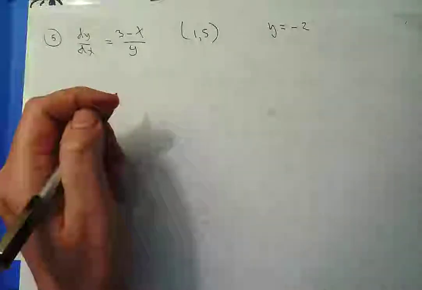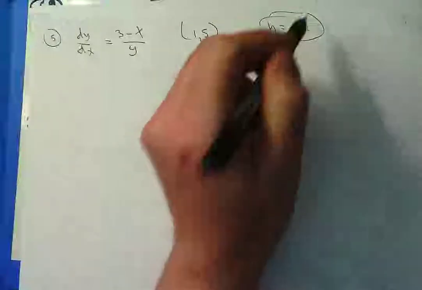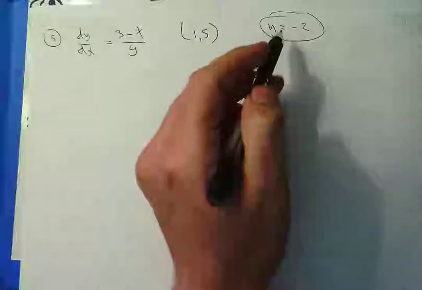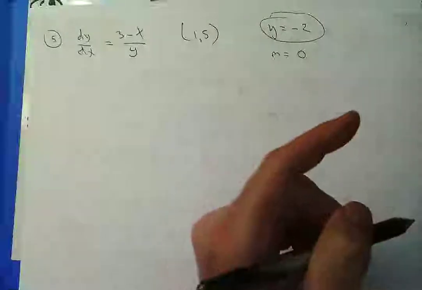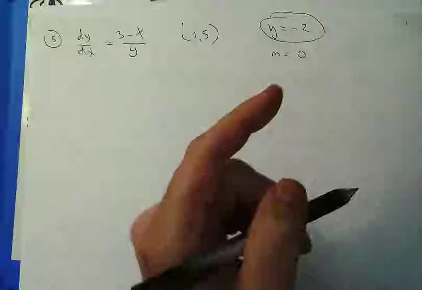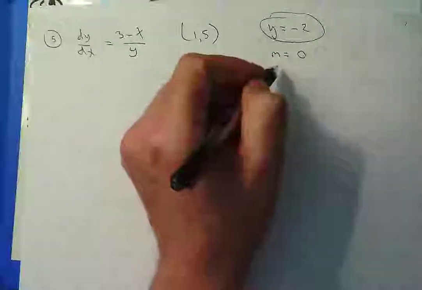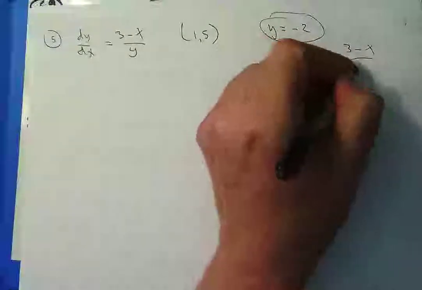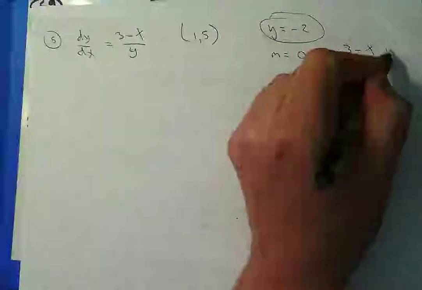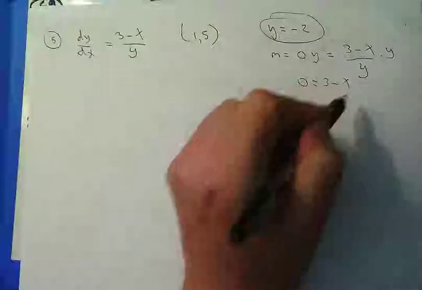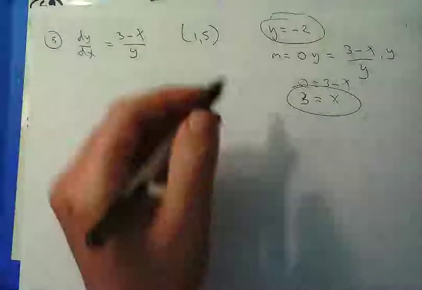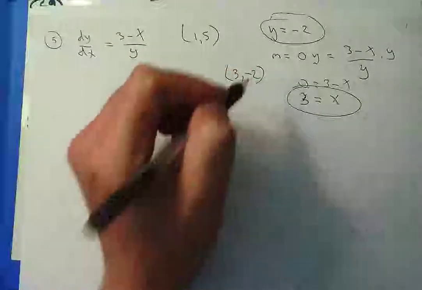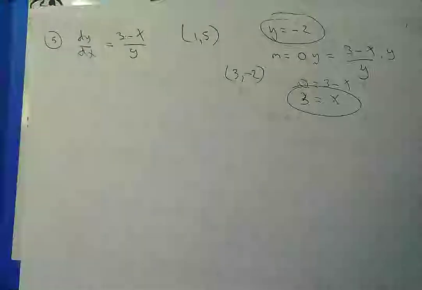They want me to find the x-coordinate of the point of tangency. Well, let's look at the point of the tangent line for a minute. This tangent line is a horizontal line, and we know that horizontal lines have a slope of 0, which means our derivative of our function, called dy dx, should be equal to 0. So 3 minus x over y should be equal to 0. Well, if I multiply both sides by y, I get 0 equals 3 minus x, or x equals 3. So there's the x-coordinate of the point of tangency. I know, then, 3, negative 2 is this point on f where the slope of f is 0.